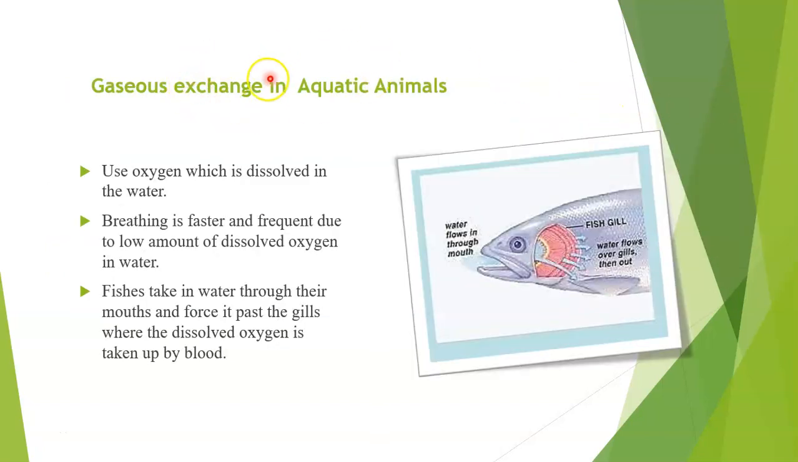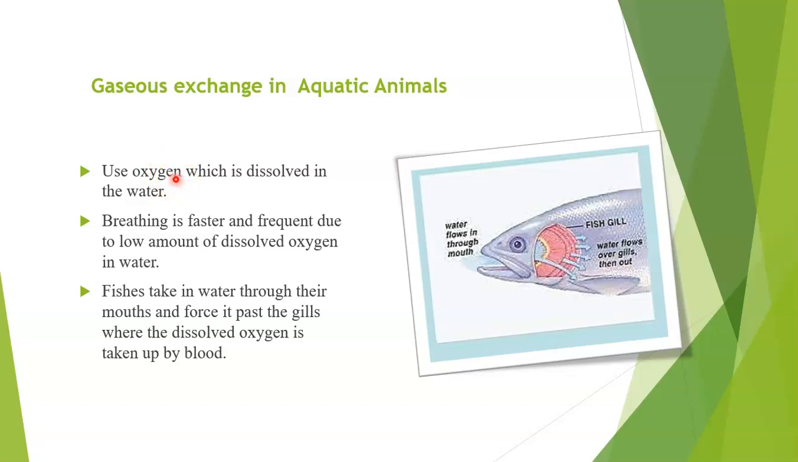Now let's talk about aquatic animals. ठीक है, so जो aquatic animals होते हैं, as you know that the aquatic animals they live inside the water, right? So पानी में जो रहने वाले जीव जंतु होते हैं, we call them as aquatic animals. ठीक है, now these aquatic animals they use the oxygen which is dissolved in the water.